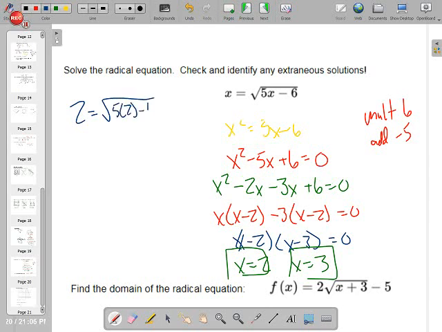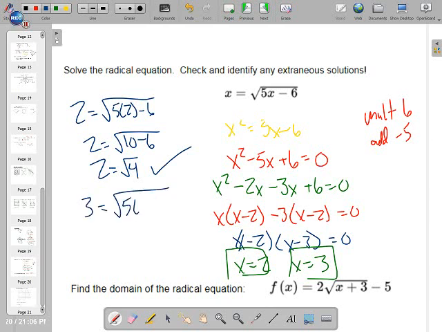Is 2 the square root of 10 minus 6? Is 2 the square root of 4? Yeah, it sure is. Is 3 the square root of 5 times 3 minus 6? Is 3 the square root of 15 minus 6? Is 3 the square root of 9? Hey, it sure is.